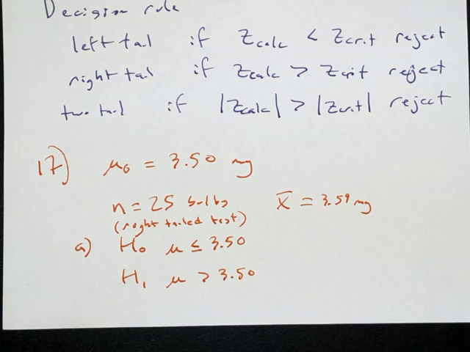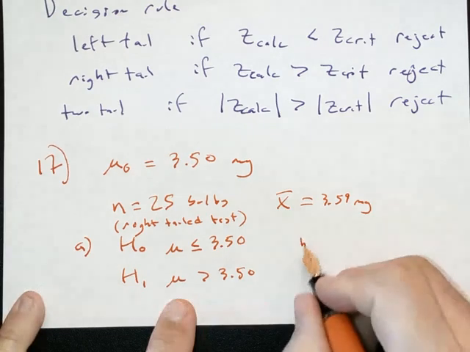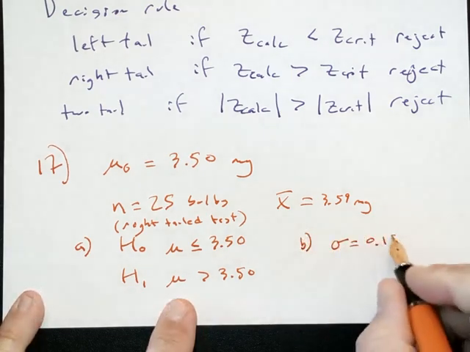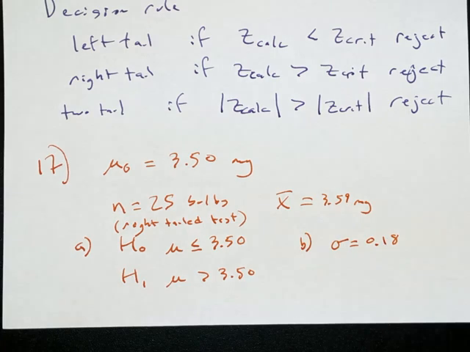I can't do Z-calc yet because I'm missing a piece of information. What other piece of information do I need to do the Z-score? I need a standard deviation, which they didn't give me yet. But it says in the very next part of the problem, the manufacturing process has a known standard deviation of 0.18. With this piece of information, give me a Z-test statistic. What's Z-calc?